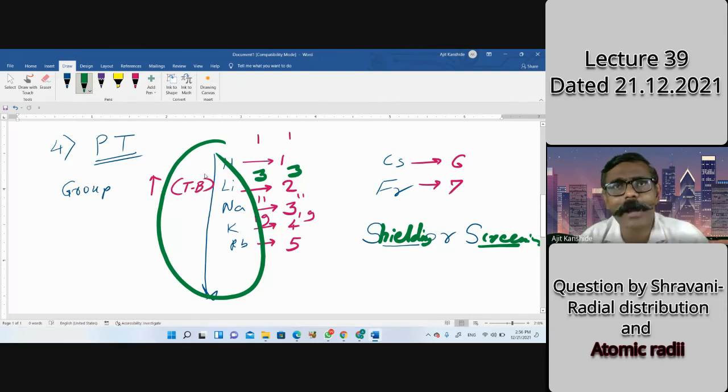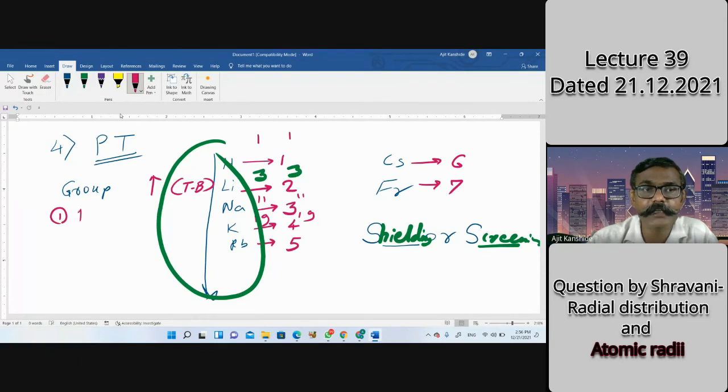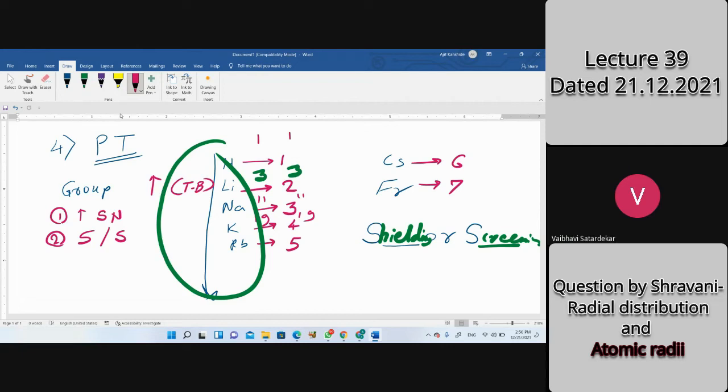Same is the case for ionic radii. The reason is, see, I'm giving the reason now, listen carefully. The first reason is there is an increase in shell number. Outermost shell number, there's an increase. The second reason is, yes, what is that? Shielding or screening effect. Right.